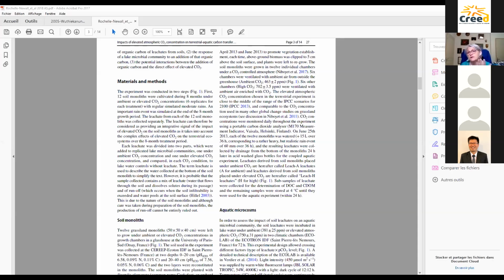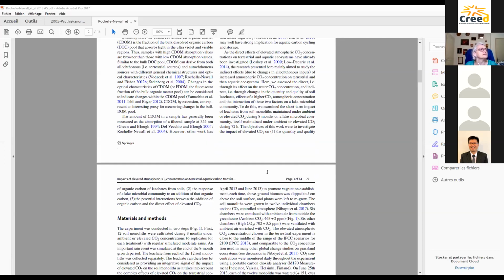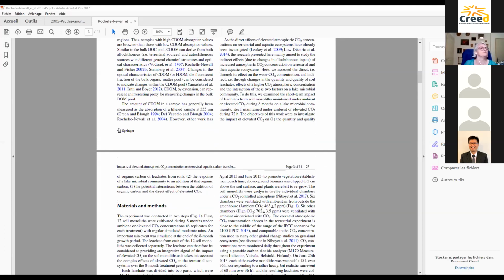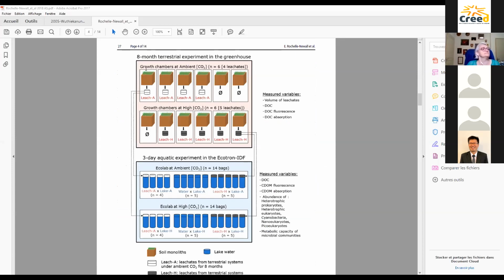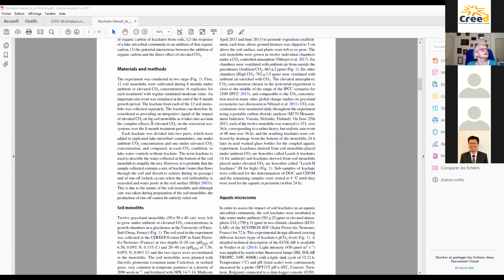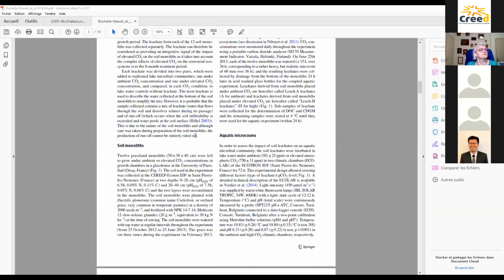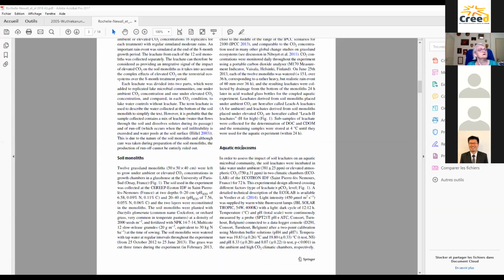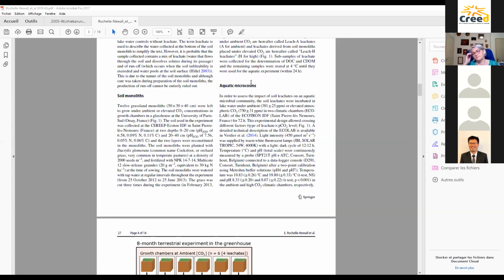The PDF that we sent you is too short to have subheadings, and some journals don't like them. But if we look at this one, it's the same article. You can see the material and methods section, the introduction, and the figure. We have subsections. We talk about soils, the experimental lakes, the aquatic microcosms.